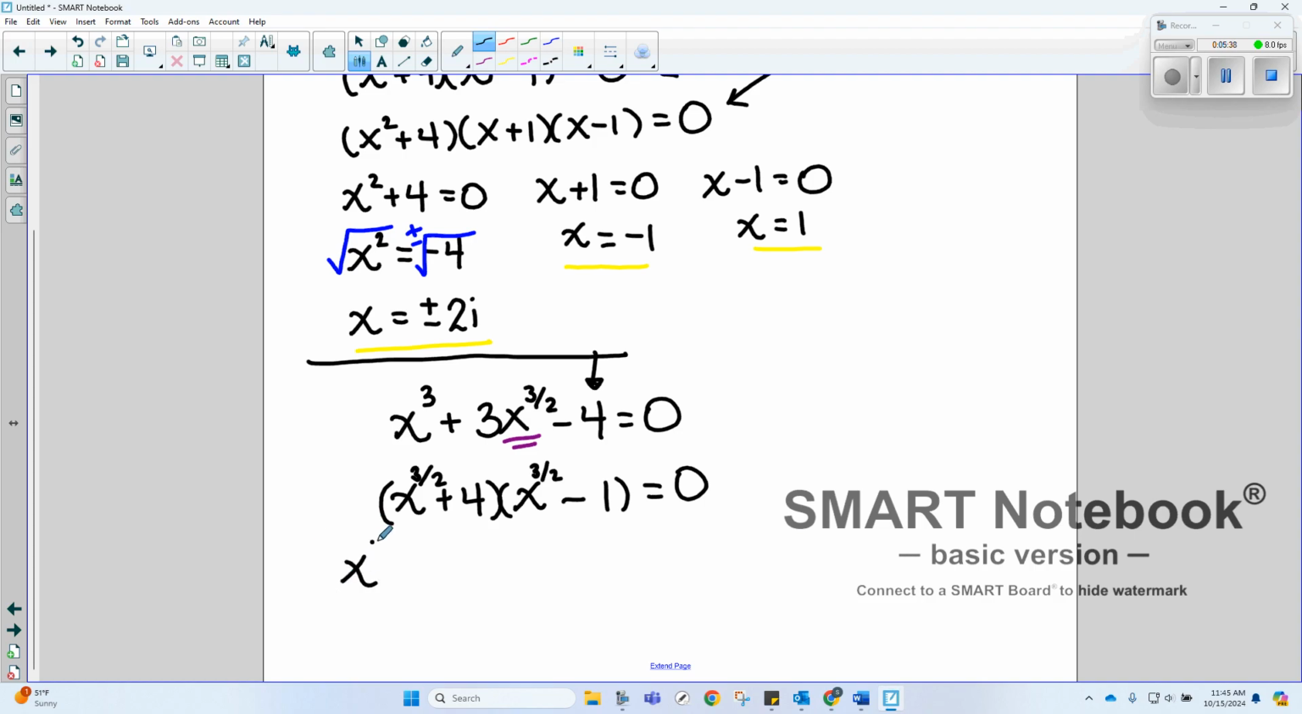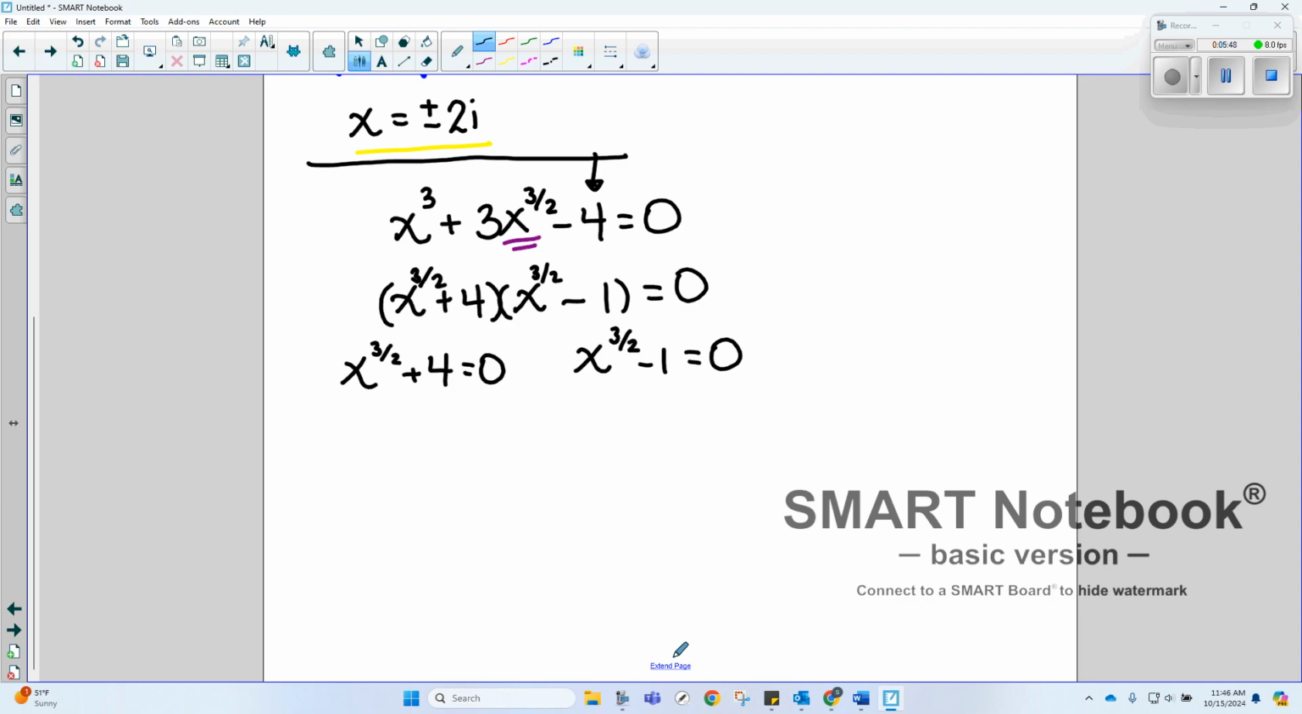Okay. From here, we can set each factor equal to 0 and solve the equation for x. When our exponents are fractions, don't forget that the bottom of the fraction, that number, is the root that we're dealing with.